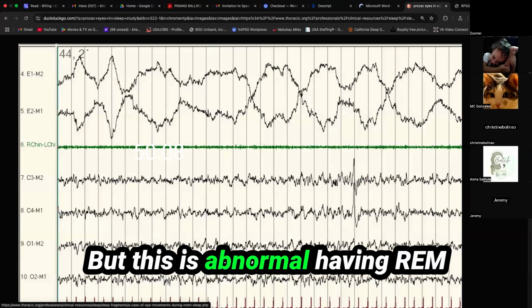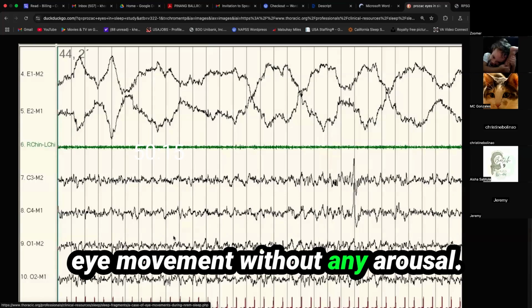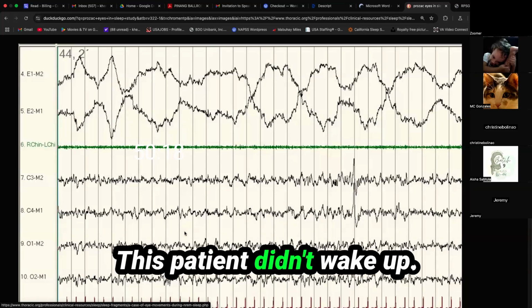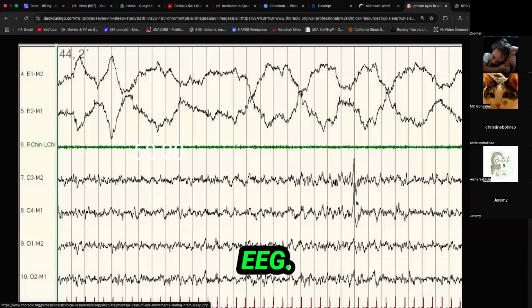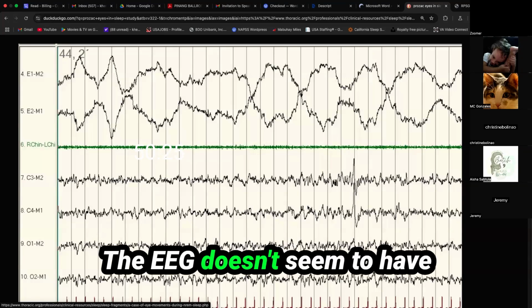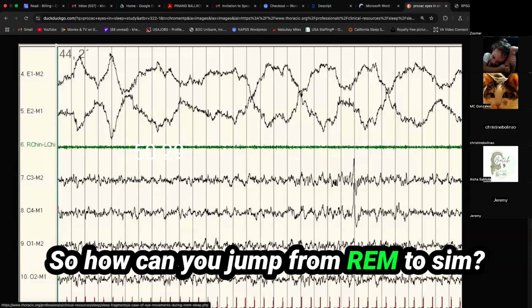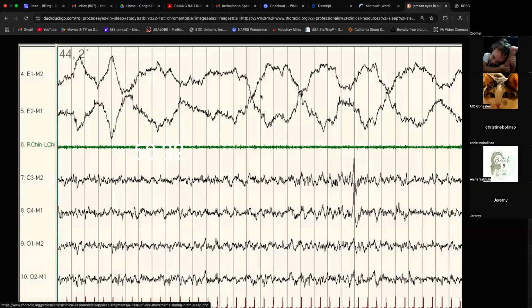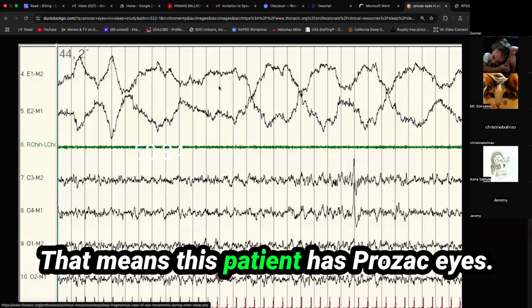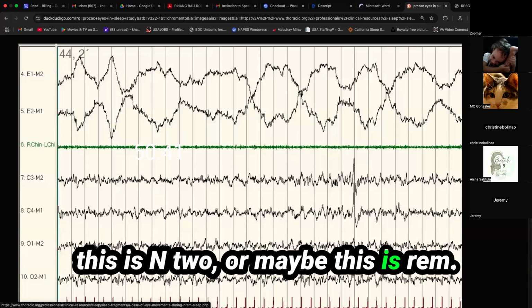But this is abnormal, having REM looking events. All of a sudden, it's slow eye movement without any arousal. This patient didn't wake up. It's continuous EEG. Do you agree? Yeah. The EEG doesn't seem to have any interruption or disruption. So how can you jump from REM to SEM? That means this patient has Prozac eyes. So there's a possibility that maybe this is N2 or maybe this is REM.